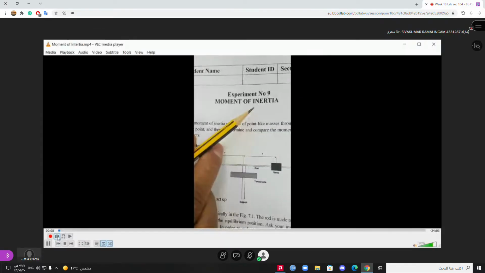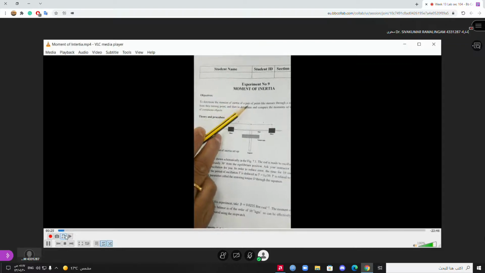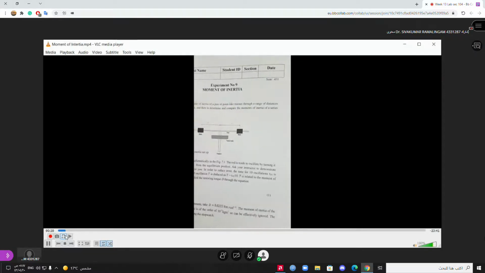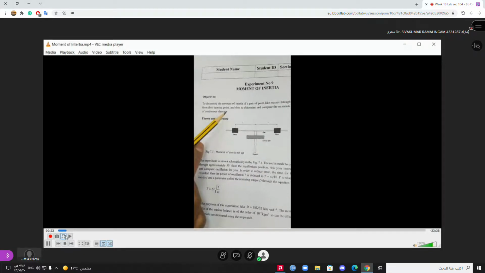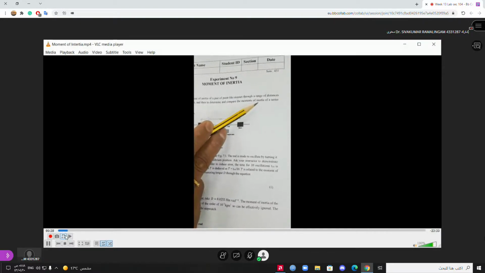Inertia is also called rotational inertia. This is related to the rotational motion of an object. Let us come to the objective of today's experiment. Today we have two objectives: to determine the moment of inertia of a pair of point-like masses through a range of distances from their turning points, and then to determine and compare the moment of inertia of a series of continuous objects. These are the two objectives of our experiment today.